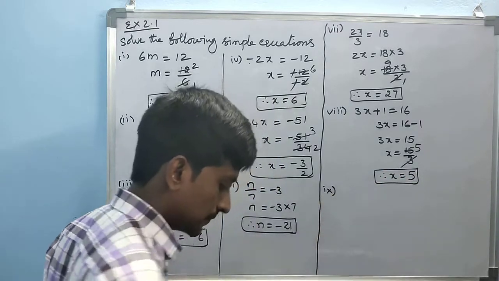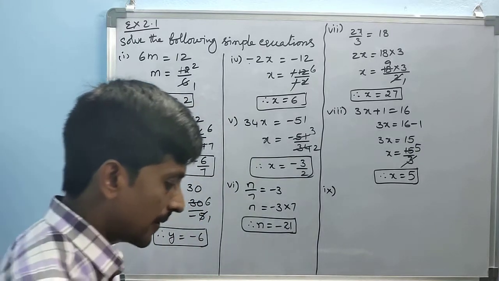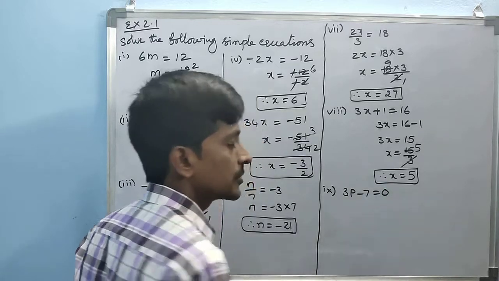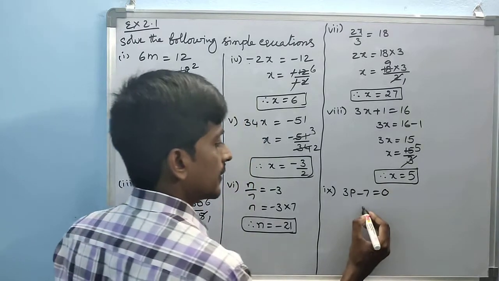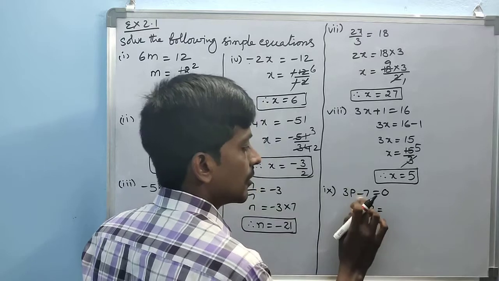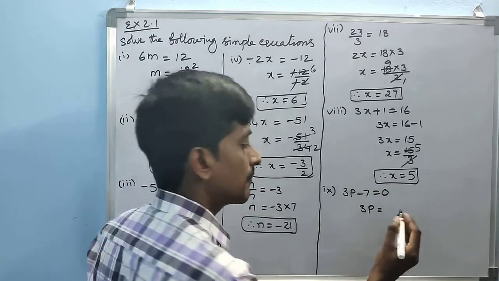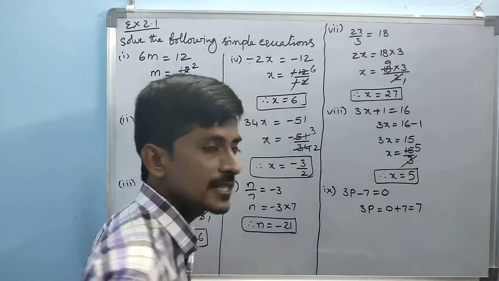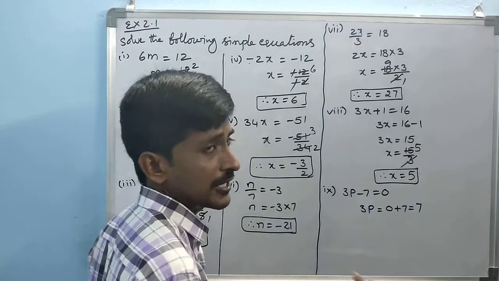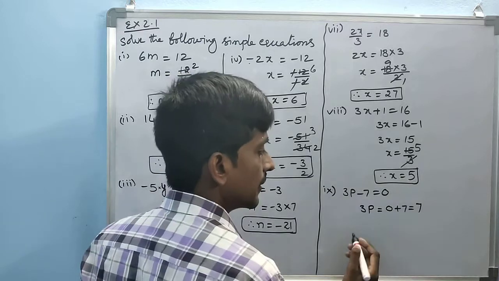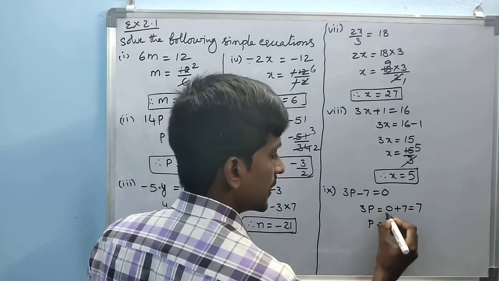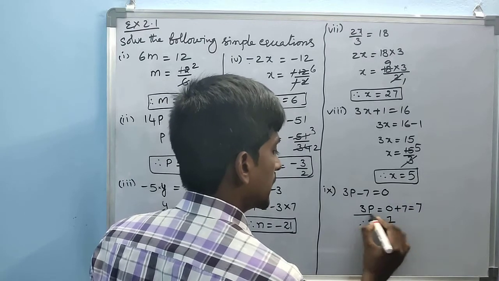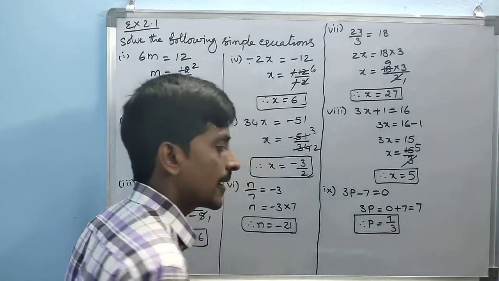9th one, 3p minus 7 equals 0. Here 3p equals 0, minus 7 transferred to that side becomes plus 7. 0 plus 7 equals 7. 0 added to any number gives the same number. Okay, p equals 7, and 3 transferred to that side becomes division by 3. Therefore p equals 7 by 3.